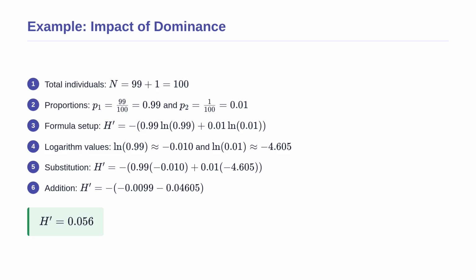We plug these highly skewed proportions into the Shannon-Weiner formula. The natural logarithm of 0.99 is a very small negative number, while the logarithm of 0.01 is much larger. After multiplying and adding them together, our final index drops drastically to 0.056.